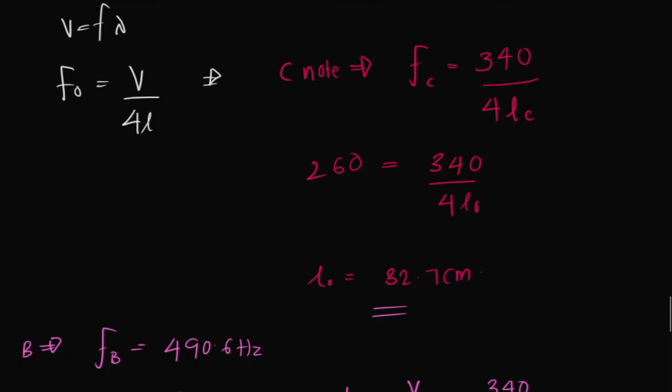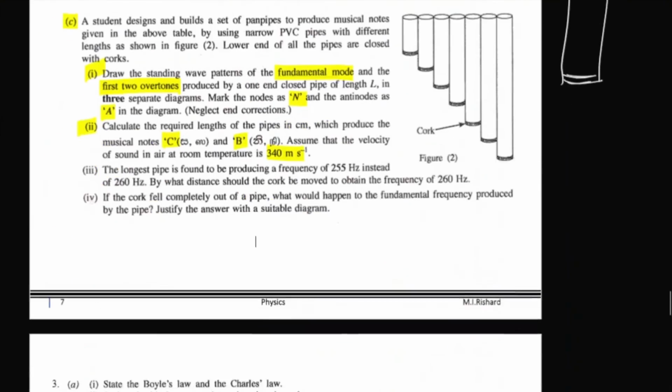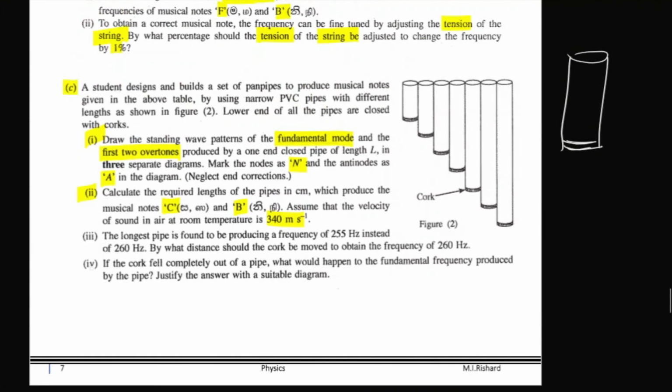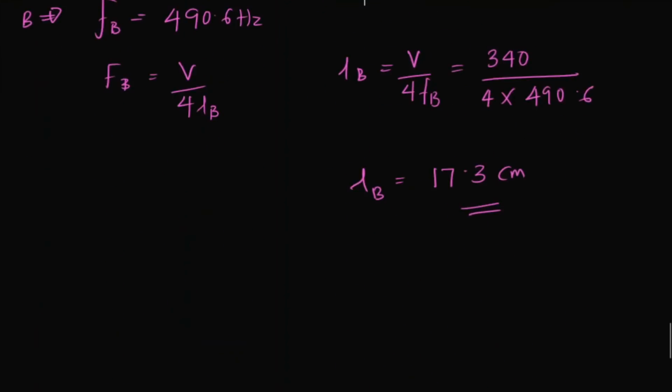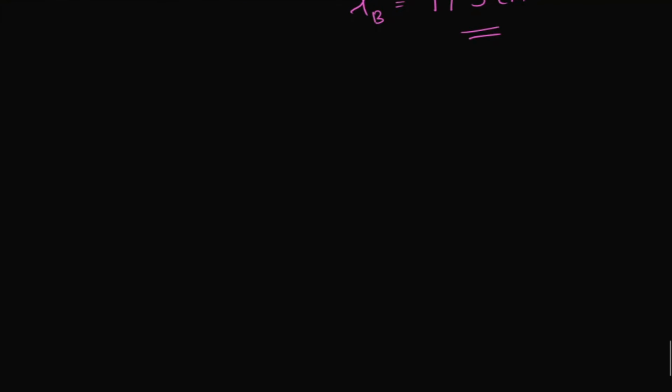All right, okay, so let's go for the next part. What they are saying is the longest pipe is found to be producing a frequency of 255 hertz instead of 260. By what distance should the cork be moved to obtain the frequency of 260? This is the third part, right?